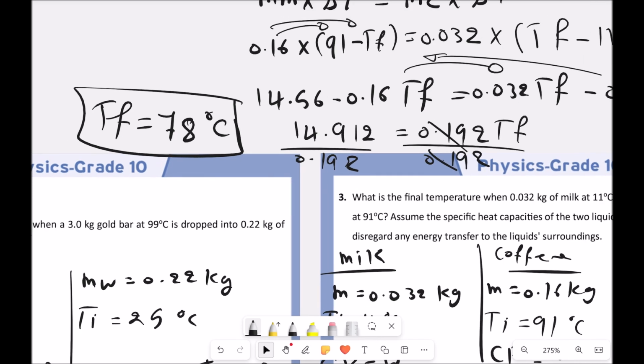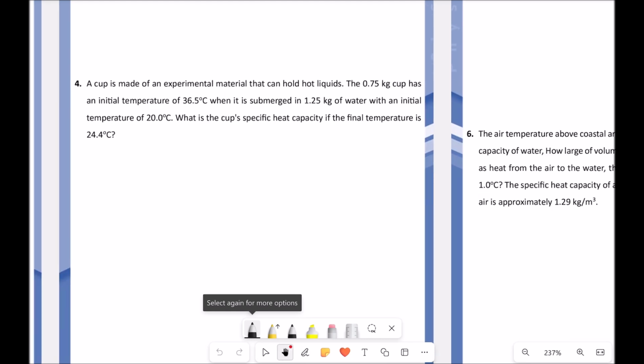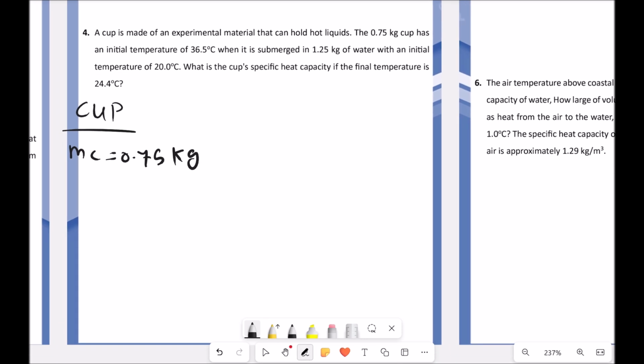This is the final temperature of the milk and coffee mixture. We have question 4. A cup is made of an experimental material that can hold hot liquids. The 0.75 kilogram cup, so you have the mass of the cup, which is equal to, you can just write MC, which is equal to 0.75 kilogram.